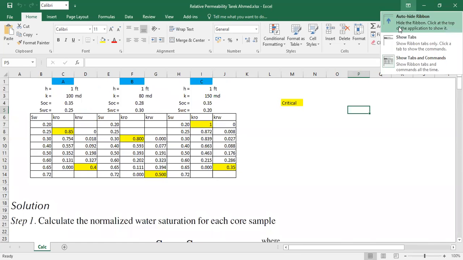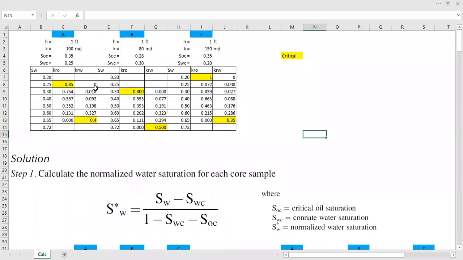Okay, so here we go. Suppose we have three core samples, let's say core A, core B, core C, from a reservoir, maybe from three wells or maybe three depths. Let's say out of our entire field, we only have three core samples from which we generate the special core analysis, and we take the relative permeability data.